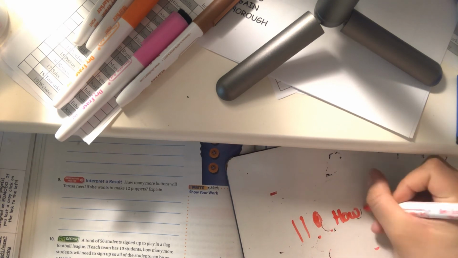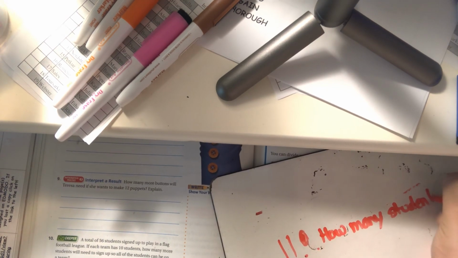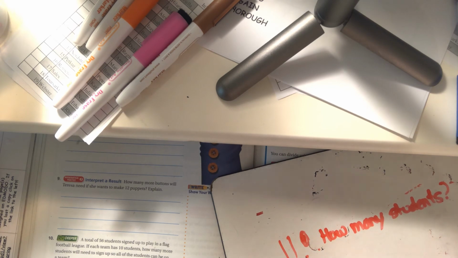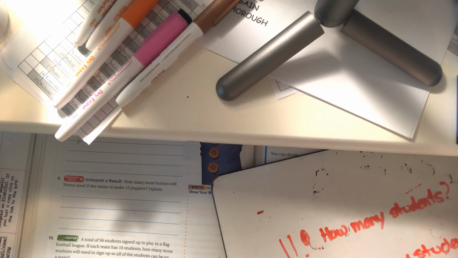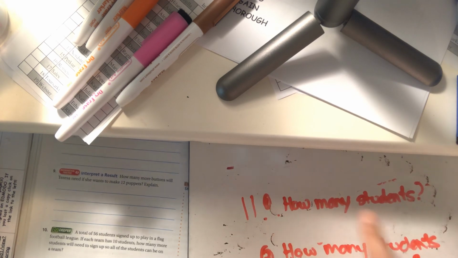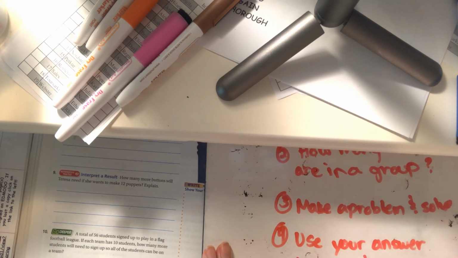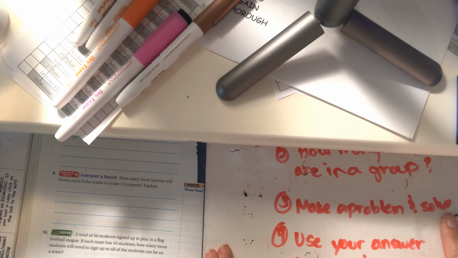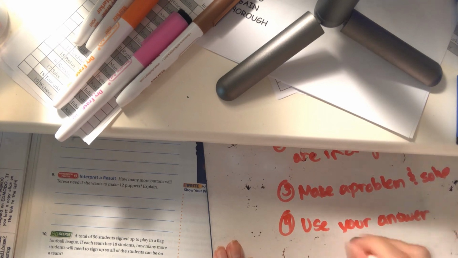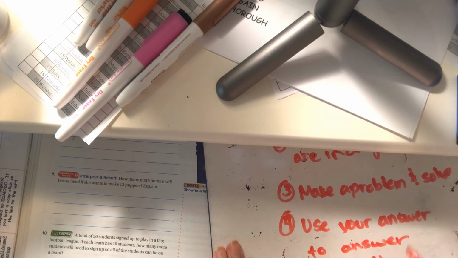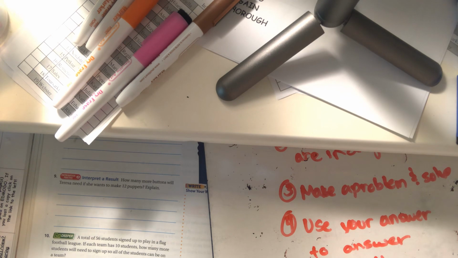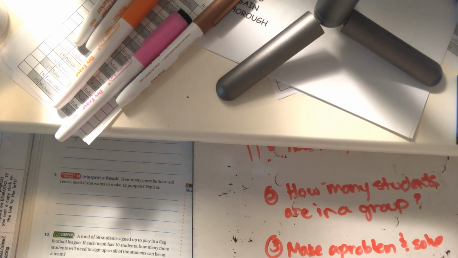Well, figure out how many students she has. How many students does she have? How many students are in a group? So how many students does she have? How many students are in a group? And then your final 2 things are going to be make a problem and solve, and use that information to answer your question, which is, how many tables will she need? And remember, it doesn't say that we need full groups at each table. There might be some guys left over, and they're still going to need a table. That's a big hint for you guys on how to use this answer to answer your question.